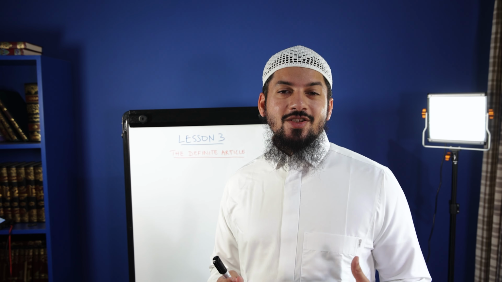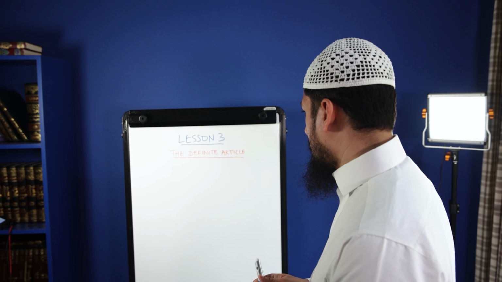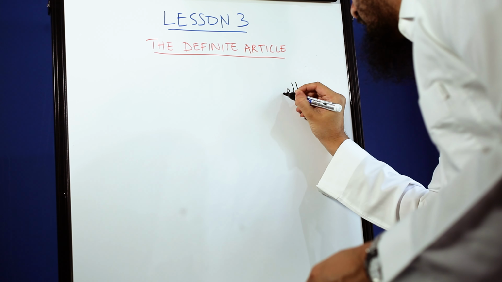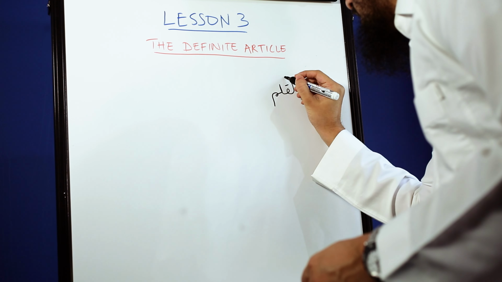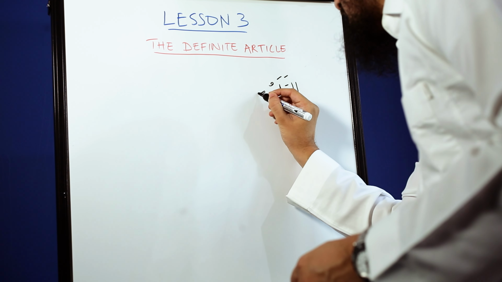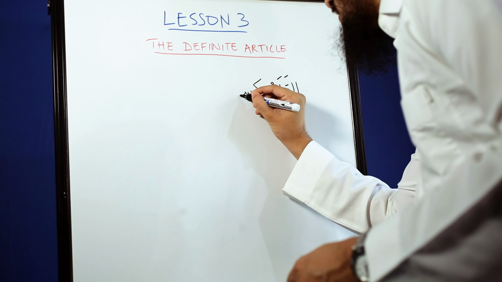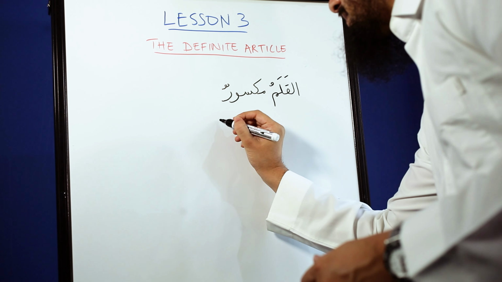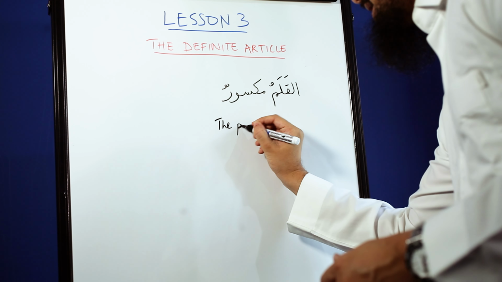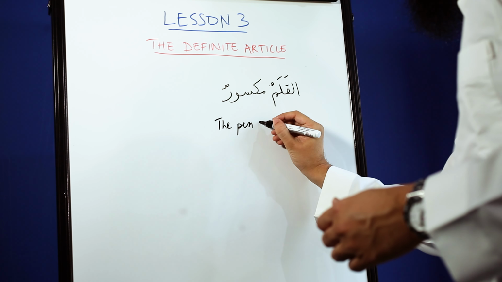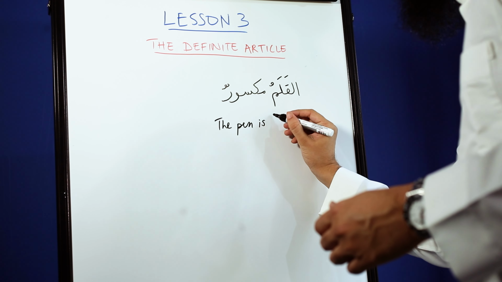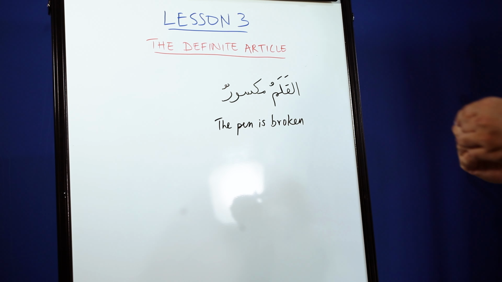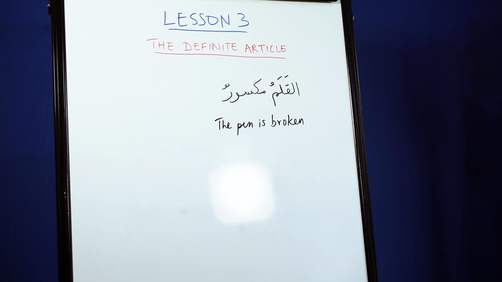Now let's make some sentences with words that have the alif lam. We can say, for example, al-qalamu maksurun. What does this mean? The pen. Al-qalam is maksur, broken. The pen is broken. Al-qalamu maksurun.